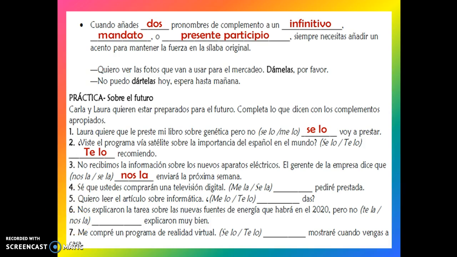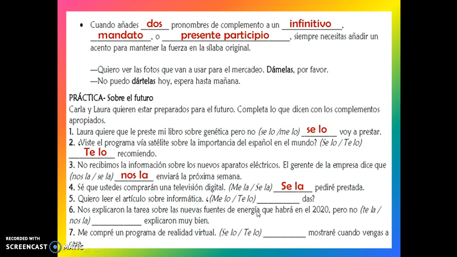4. Sé que ustedes comprarán una televisión digital. I know you guys will buy a digital TV. And I will borrow it from you. Pedir prestada. I will borrow it from you. Meaning, you guys. The se right here is really le, but you can't say le la. So the le changes to se. I will borrow it from you guys.